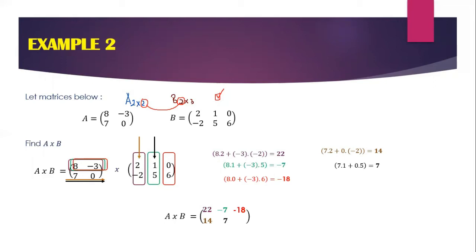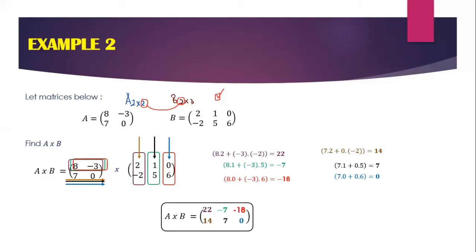And the last, 7, 0 component go to 0, 6 component. We got 7 × 0 + 0 × 6. We got 0. So A times B equals 22, −7, −18 = 14, 7, and 0.